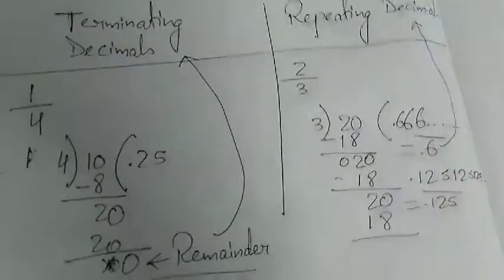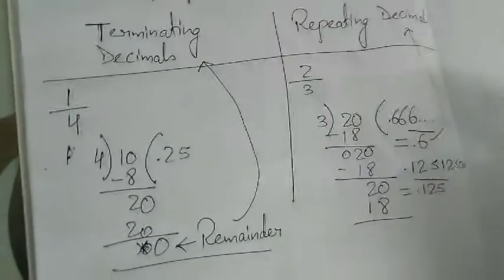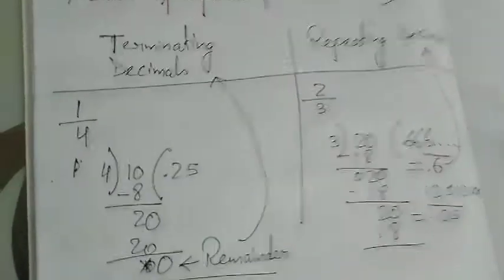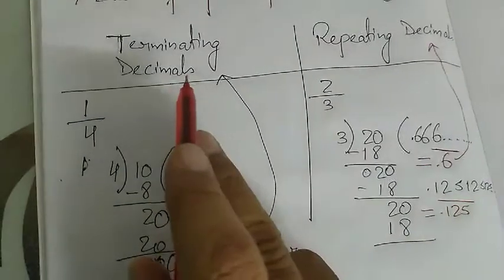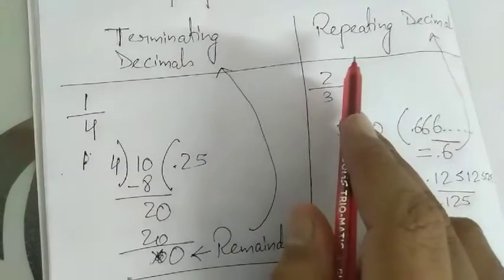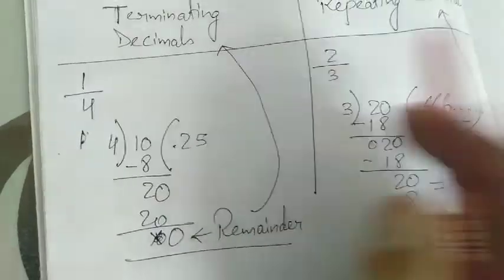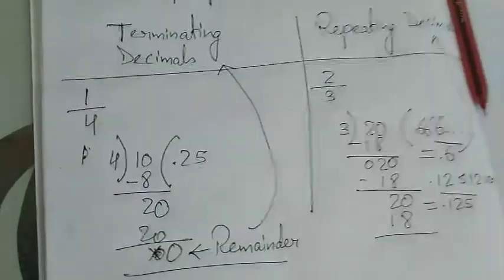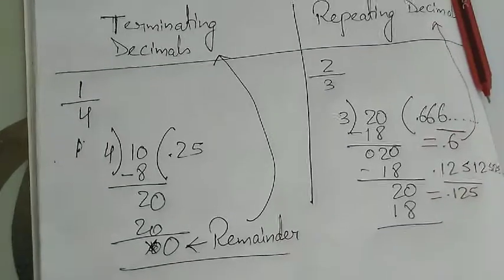Now, why am I telling this? Because in our next concept we will get to know what rational numbers are. If you want to know what rational and irrational numbers are, your concept of terminating decimals and repeating decimals should be very clear. So if you want to write or just hear the definition, I'll tell it for you.